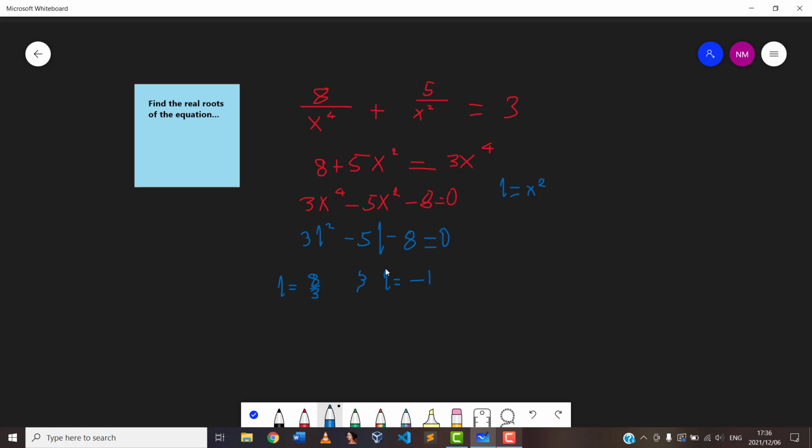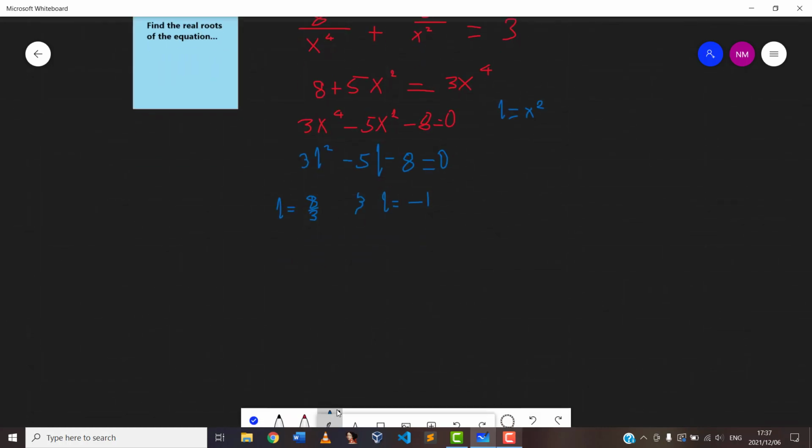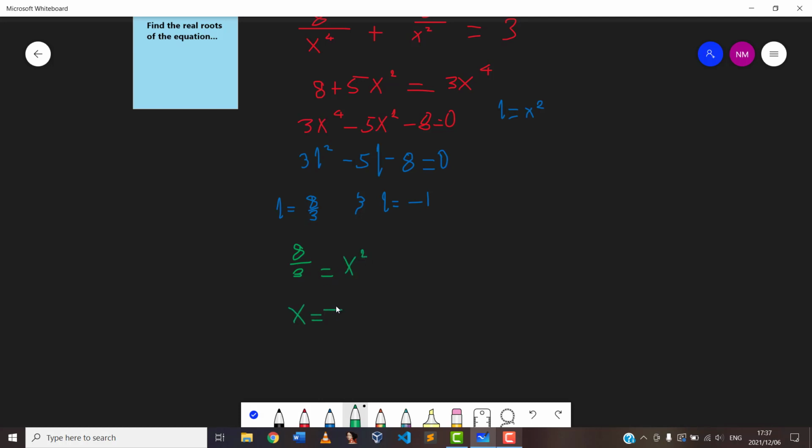Now, we haven't really finished up over here. We still need to find the answers in terms of x. So L equals x squared. We have to say 8 over 3 equals x squared, and minus 1 equals x squared, and then solve for x for each one. Let's start with 8 over 3. So 8 over 3 equals x squared, and x is just going to be equal to plus or minus the square root of 8 over 3.